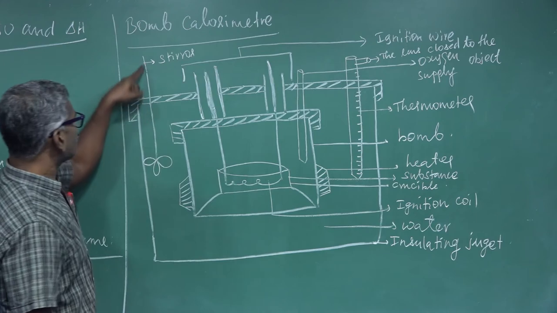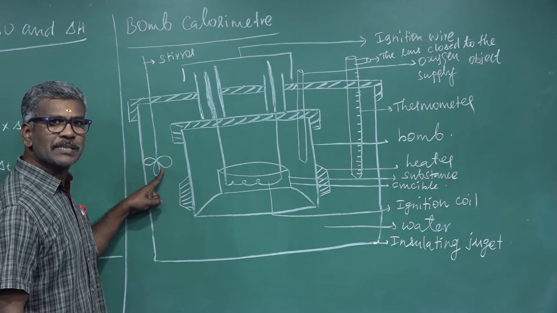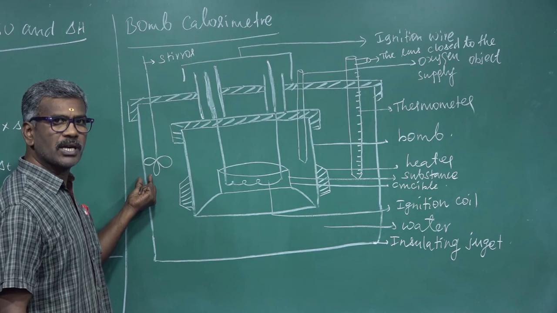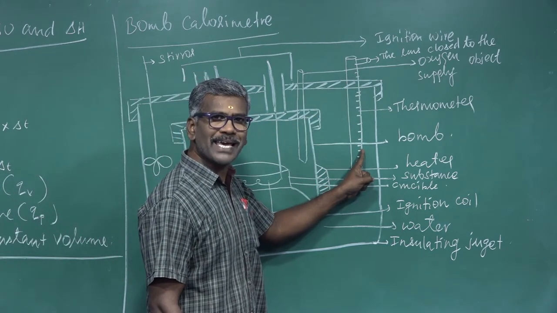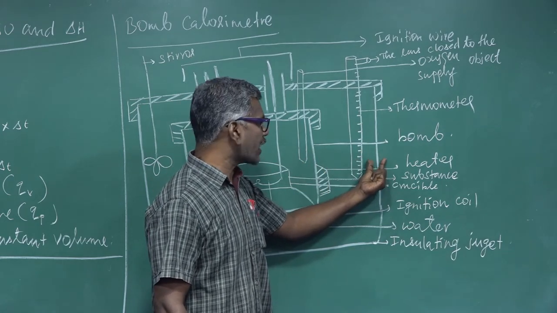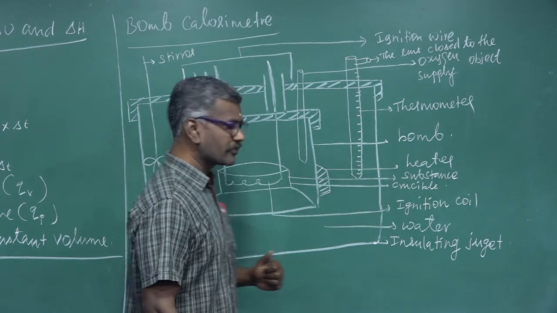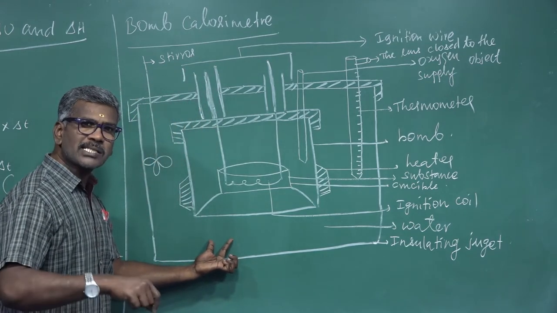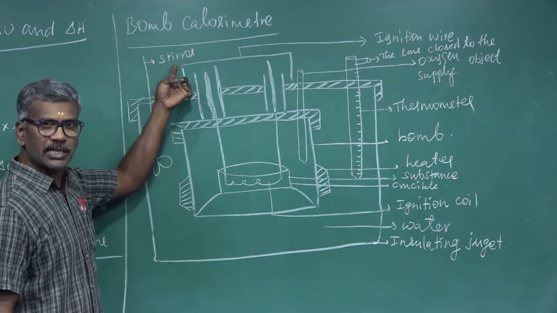Next point, this is known as the stirrer. The stirrer is placed between the bomb and the insulating jacket. Next, the thermometer is placed between the bomb and the insulating jacket. It is used to measure the temperature during the reaction. The water is constantly and uniformly stirred by the stirrer.